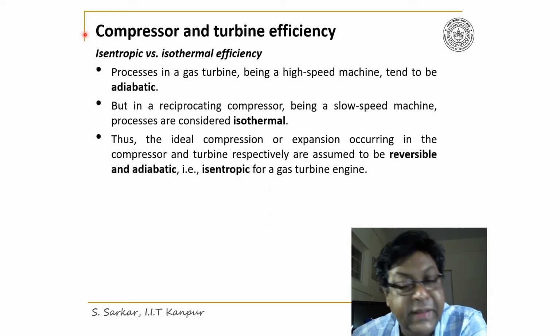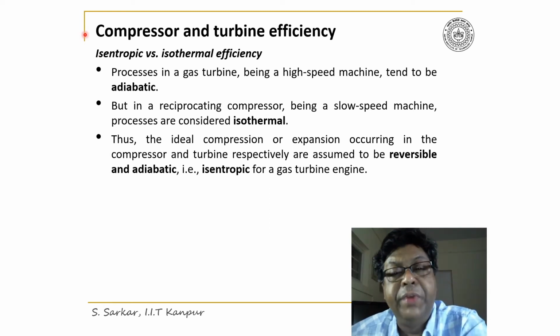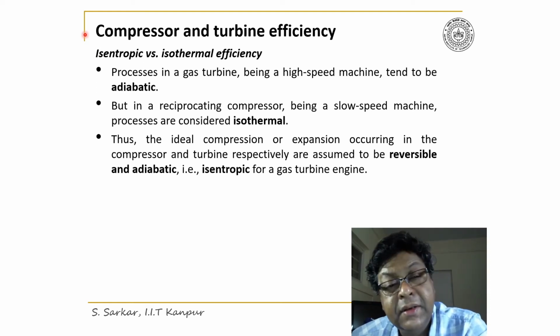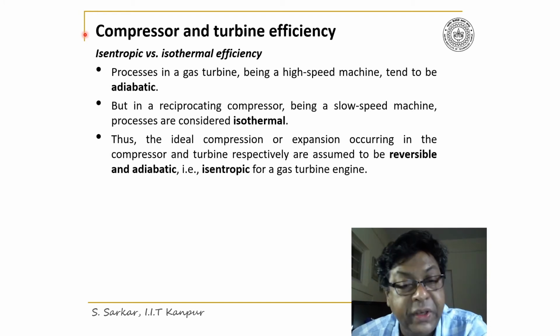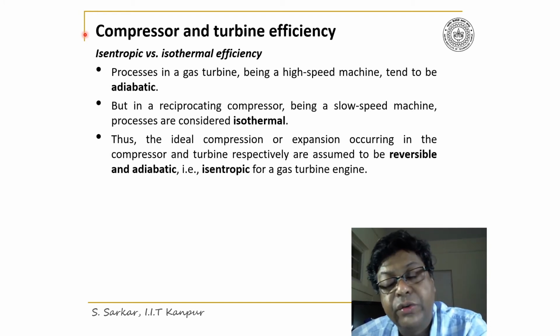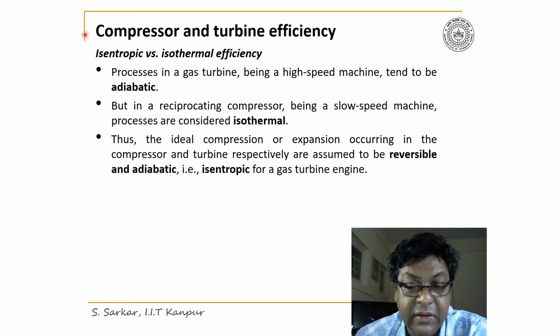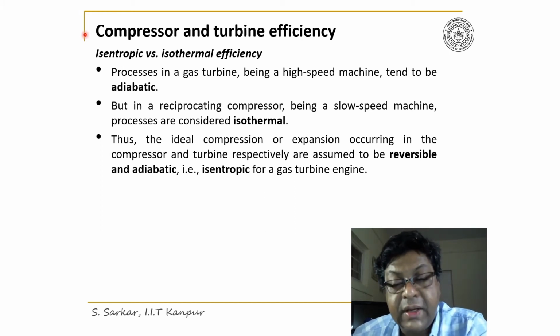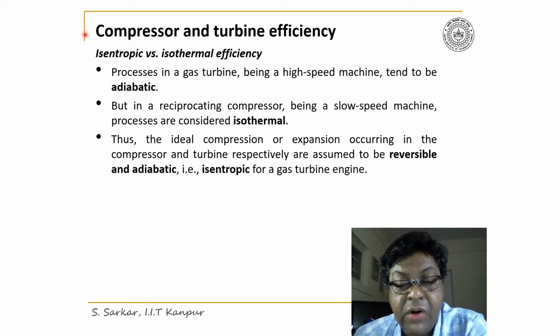Now let us consider the compressor and turbine efficiency. Here I would like to discuss isentropic versus isothermal efficiency. So the question I would like to pose is that in the case of a turbine or a compressor, should the efficiency be isothermal or isentropic?